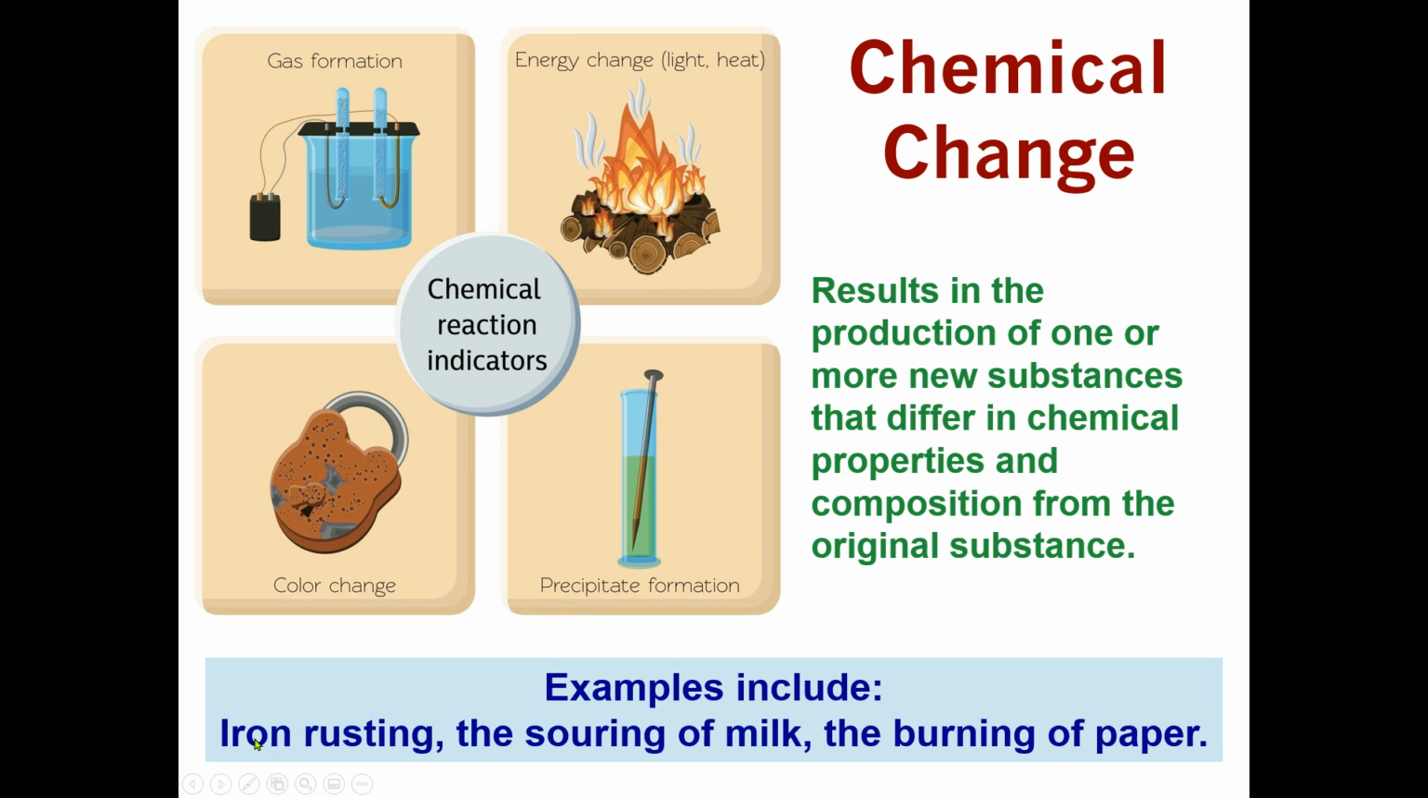So examples include iron rusting. That's what this is. The souring of milk. And that's kind of what this one is. Ready? The lactose in milk, when you leave it in the refrigerator too long, it curdles the milk. It sours the milk. The burning of paper makes it different: instead of being cellulose, now it is carbon.